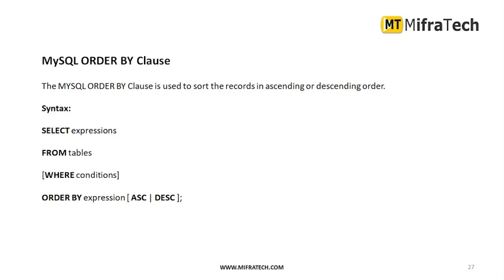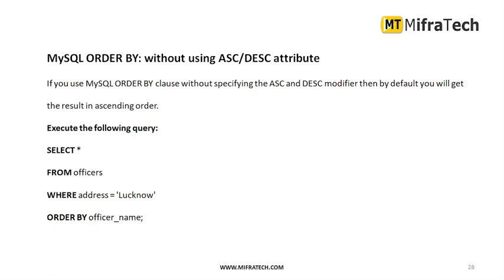MySQL order by clause. The MySQL order by clause is used to sort the records in ascending or descending order. We can use where conditions or from conditions. Here you can see the syntax: select expression from tables where conditions order by ascending or descending order. Without ascending or descending order, it will be displayed as Lucknow ordered by officer name. It will display all the officers from officers. Select star from officers where address is equal to Lucknow order by officer name.